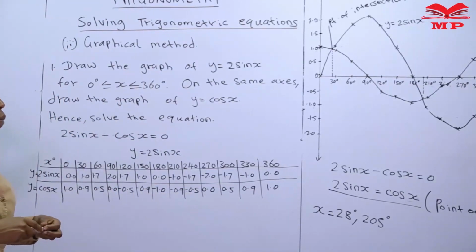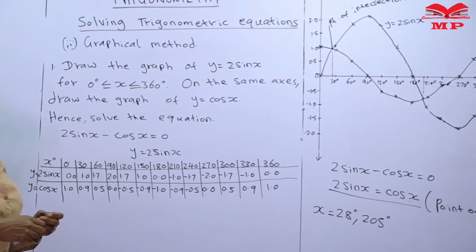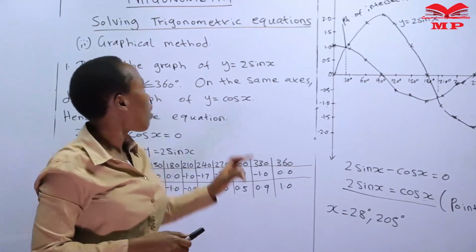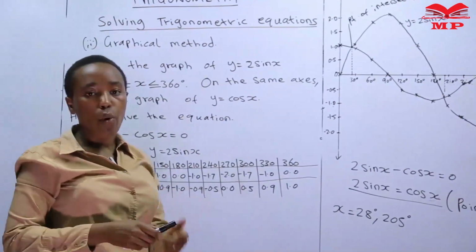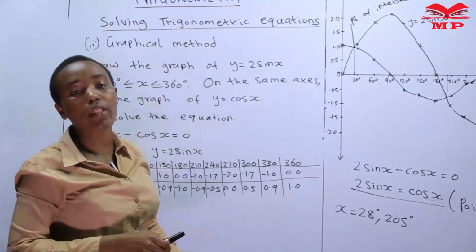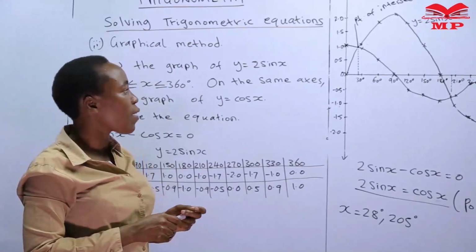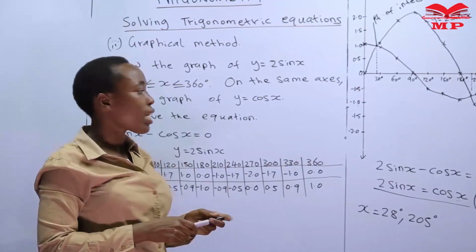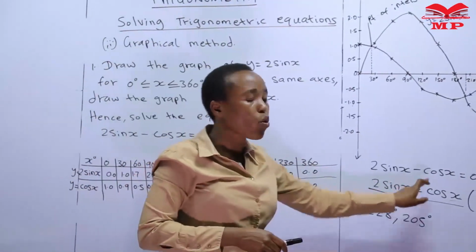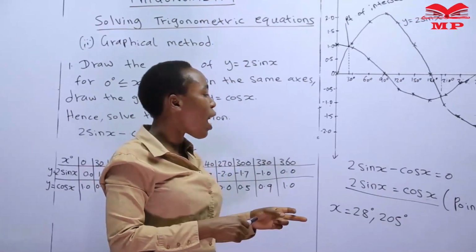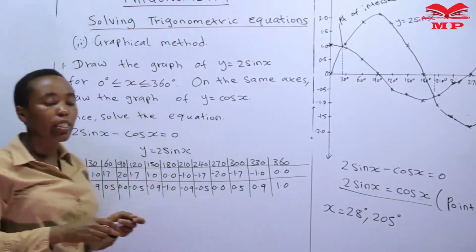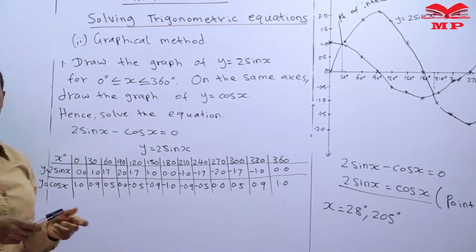2 sine x minus cos x is equal to 0. So you can be able to solve more trigonometric equations by the graphical method. That is by drawing the two graphs that you have been given. Then after plotting the graphs, you consider the equation and see how we can get the values of x. It can be 1, 2, or even more.